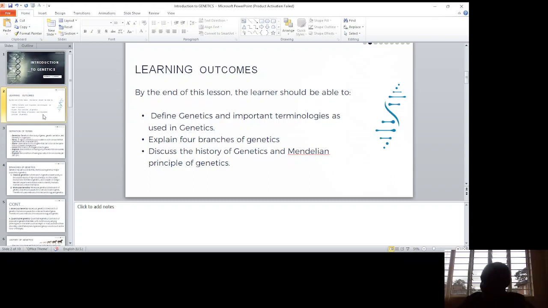And before we start, I'd like you to give it a try as to what you understand by the term genetics. Anyone who can try that? Yes, Melly? Genetics is the study of inheritance and variation. Exactly, that is very good.